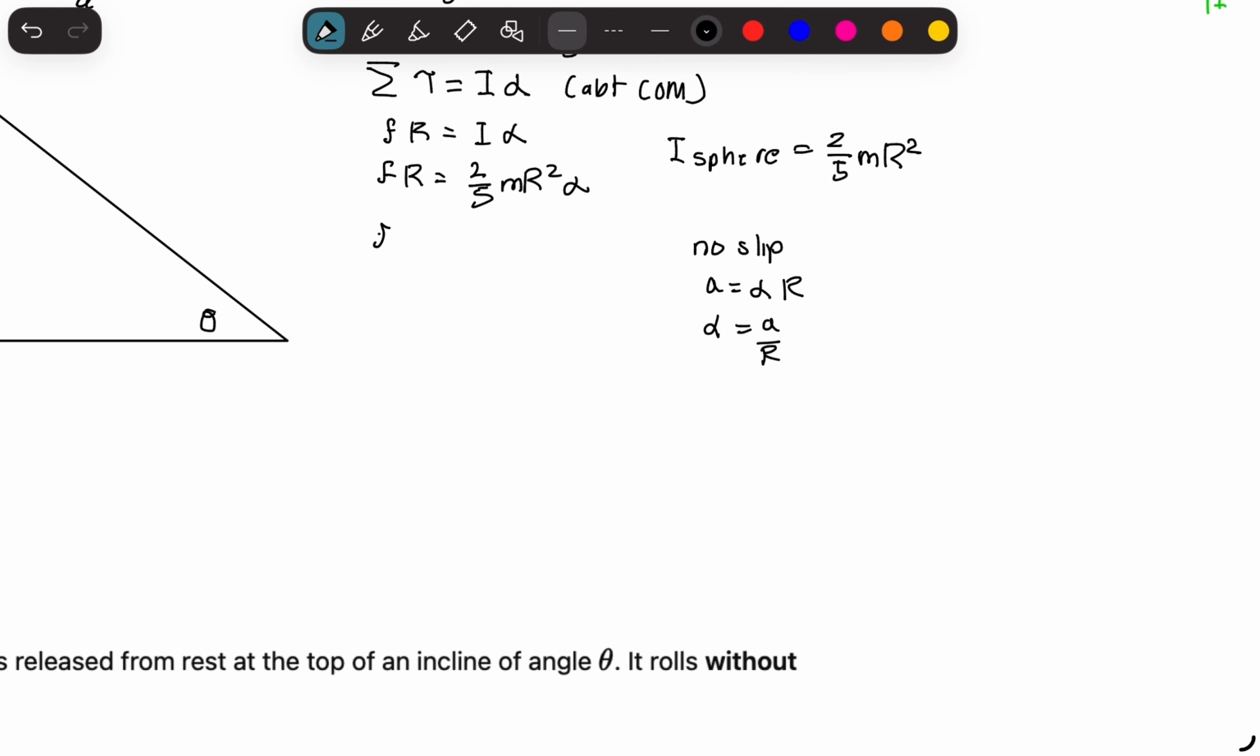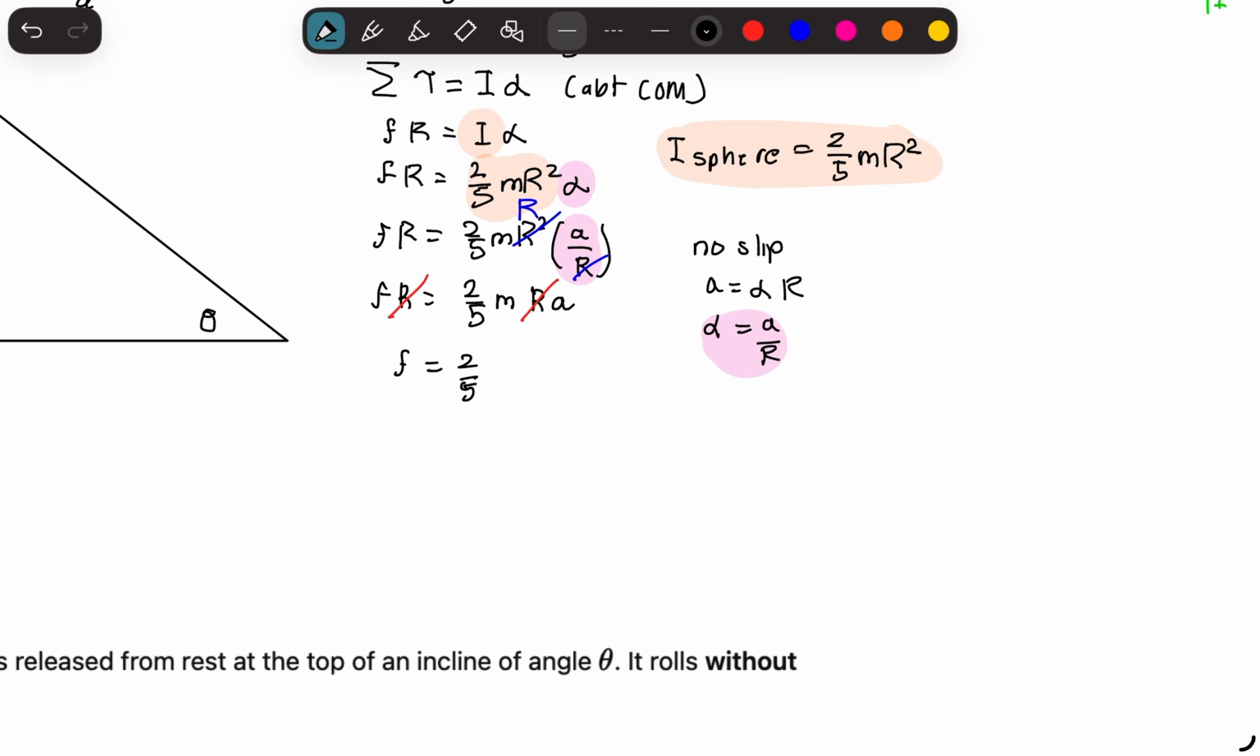You can actually leave these over here since it's kind of getting a little bit crowded. So you have again Fr is equal to 2 over 5 m r squared, but now you are going to use your a over r instead of alpha. So here you had I, and then here we have alpha. After this, you can simplify. So Fr is equal to 2 over 5 m, and one of these r's is going to cancel out. So you have r times a. After this, you can divide both sides by r and see that they're both on either side, so you can just cancel. F is equal to 2 over 5 m times a.